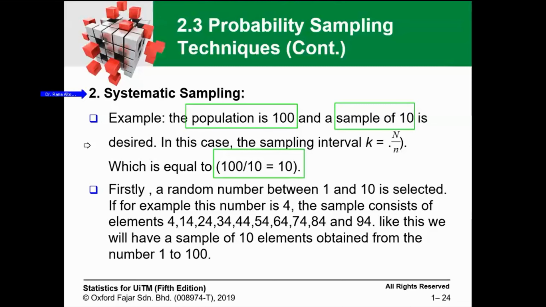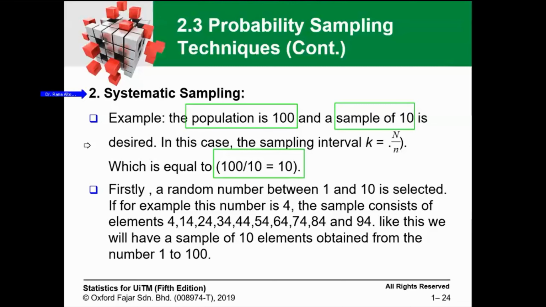So let's see what the probability sampling techniques are. As we mentioned, we have the simple random sampling technique, the systematic sampling technique, the cluster sampling technique, and the stratified random sampling. Let's start with the easiest one first, simple random sampling.